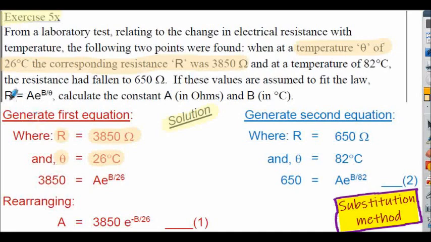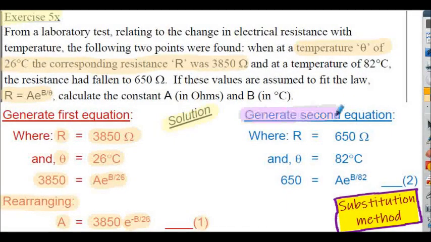Inserting these into the equation given in the question, R is equal to A e to the B divided by theta. All I've done on this last line here is rearrange the equation to make A the subject. So basically I just divide both sides by e to the B upon 26. Notice I've written that here as A is equal to 3850 multiplied by e to the negative B divided by 26. So I'm using a negative sign here to note that we're actually dividing by the exponential function. I've called that equation 1 for reference.